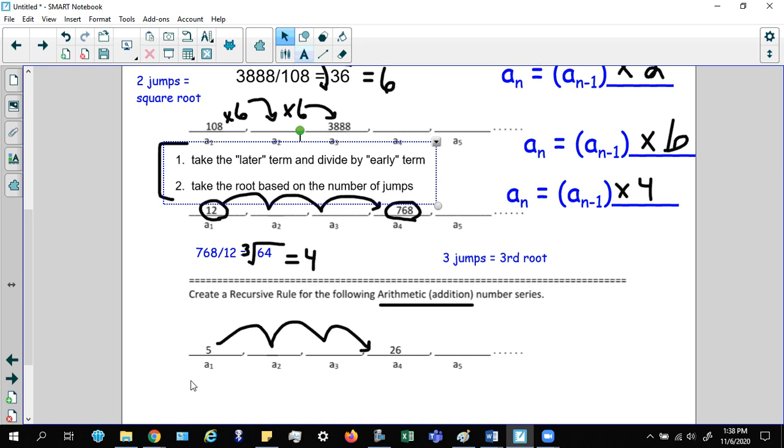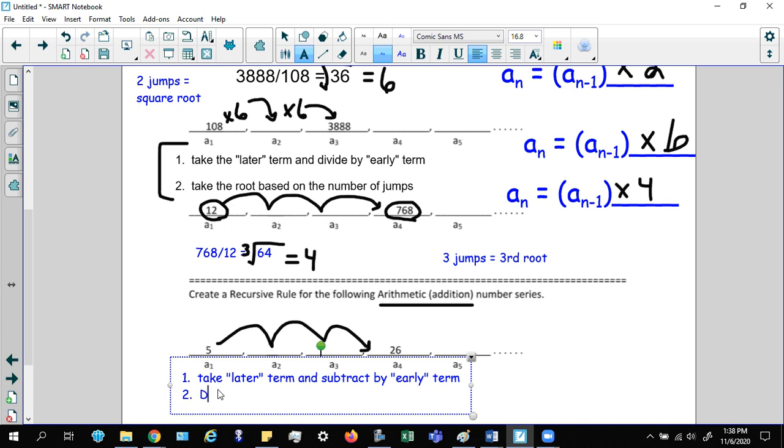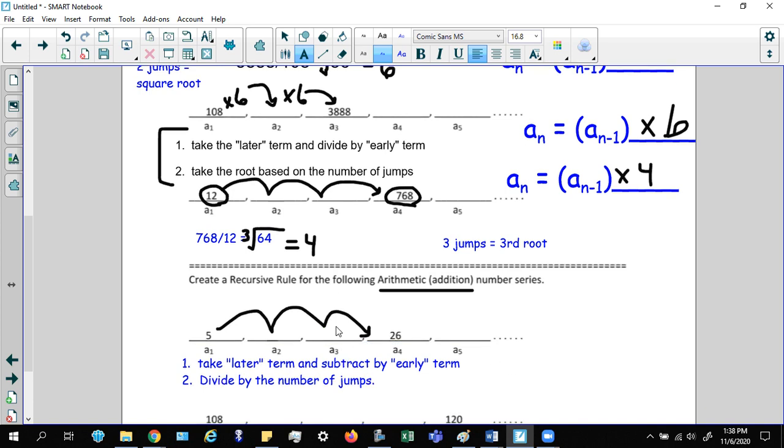So for step 1, here we go. Rather than dividing it, take the later term and subtract by the early term. And then step 2 is divide by the number of jumps. All right, so very similar to what we did up there, except now we're just subtracting rather than dividing, and then rather than taking the root, we're going to divide.